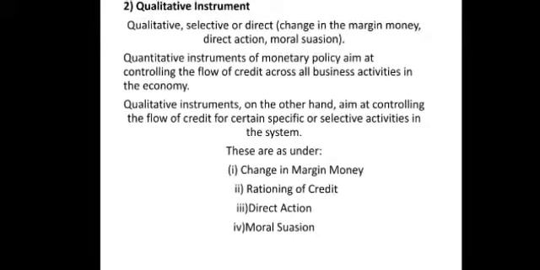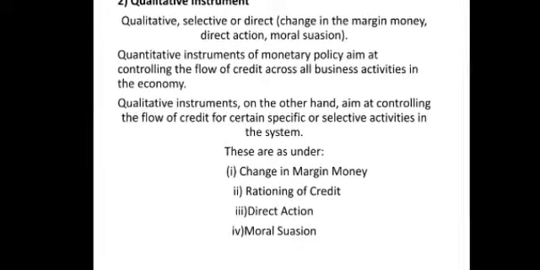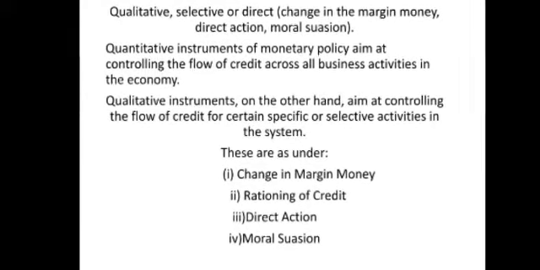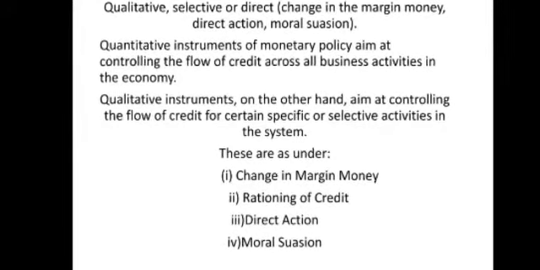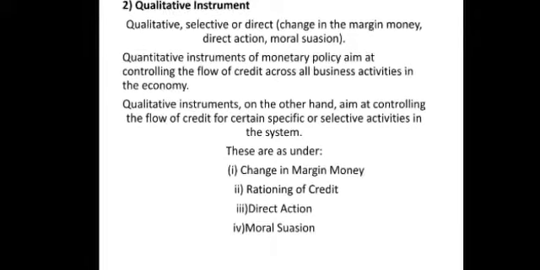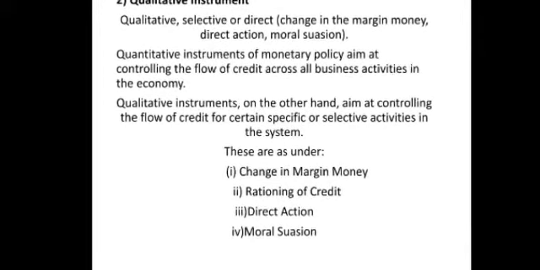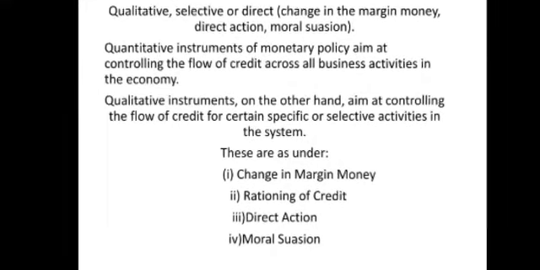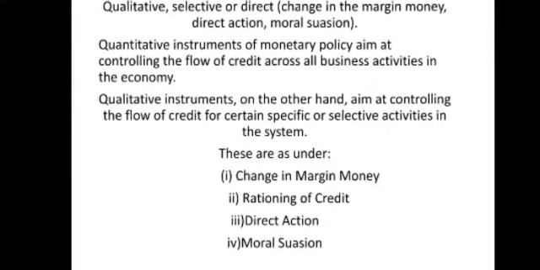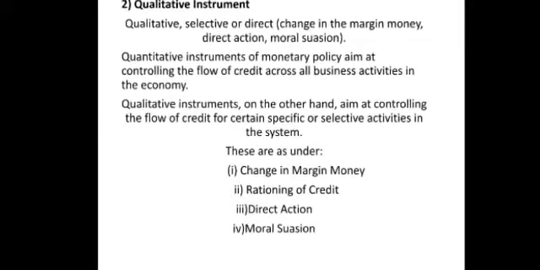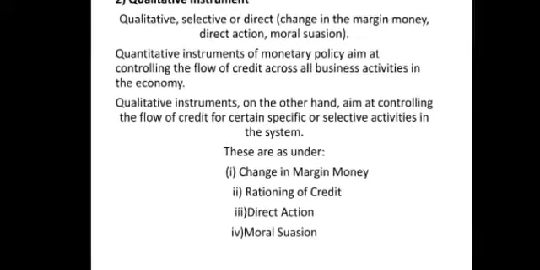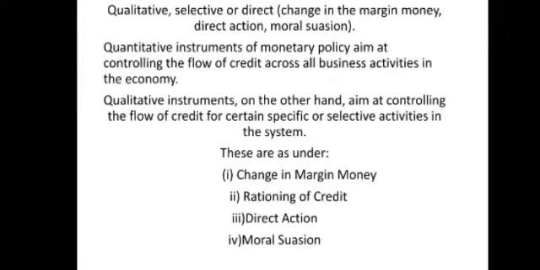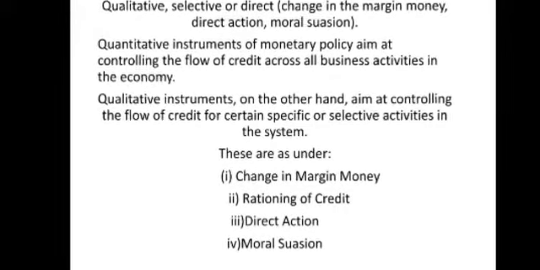Number 2, rationing of credit. Rationing of credit refers to fixation of credit quotas for different business activities. It is introduced when the flow of credit is to be checked, particularly for speculative activities in the economy. The central bank fixes credit quotas for different business activities. The commercial bank cannot exceed the quota limit while granting loans.